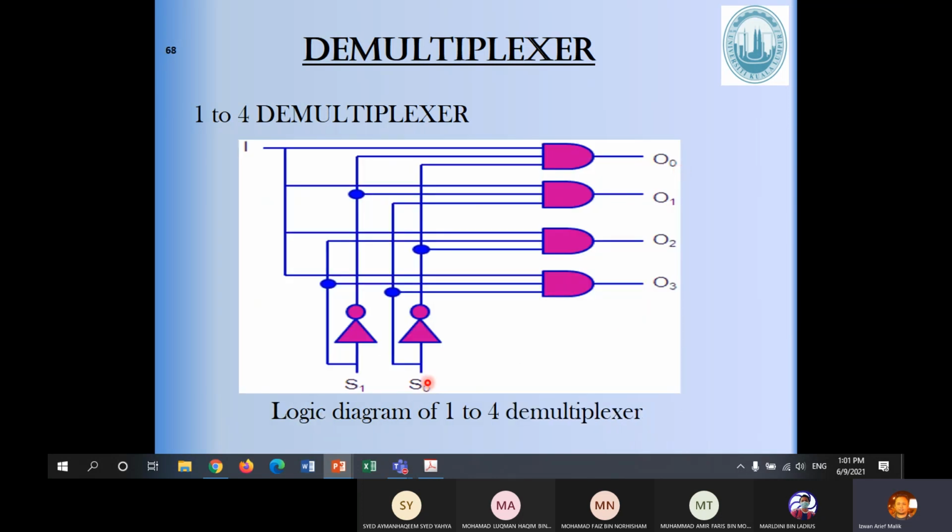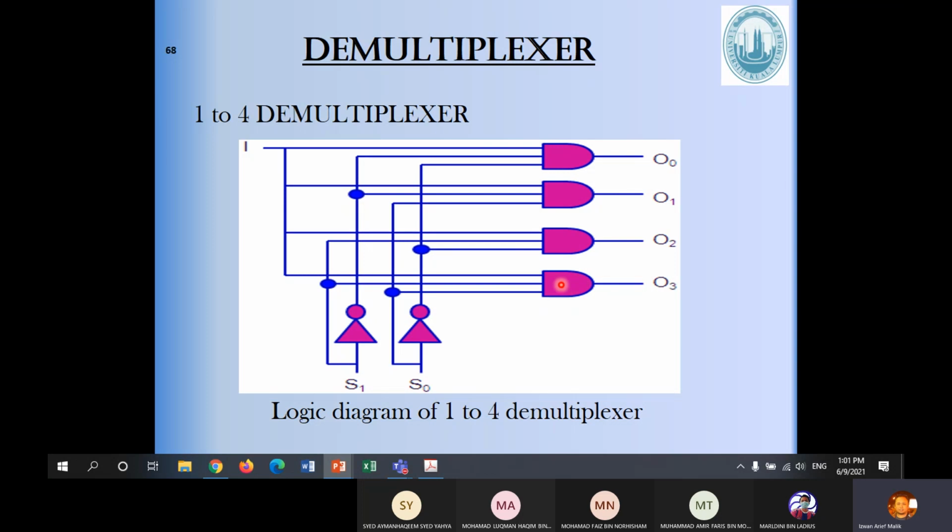So output 0, S1 bar, S0 bar, I. This one will become S1 bar, S0, I. This one, S1, S0 bar, I. This one is S1, S0, I. So you dapat dia punya logic diagram, circuit diagram.